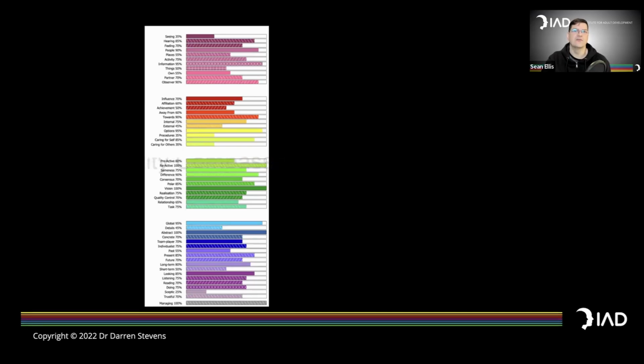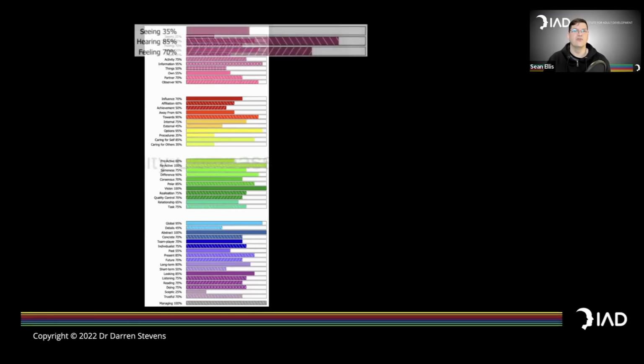Each of the individual colors represents a group of cognitive intentions, and the differences in the length of the bar for each cognitive intention within a group represents an individual's relative awareness and choice of each cognitive intention within that group. For example, this individual has much greater awareness and choice of hearing and feeling as their preferred sensory filters, and is more able to choose between them than they are to choose seeing as a sensory filter. Let's put that into practical terms.